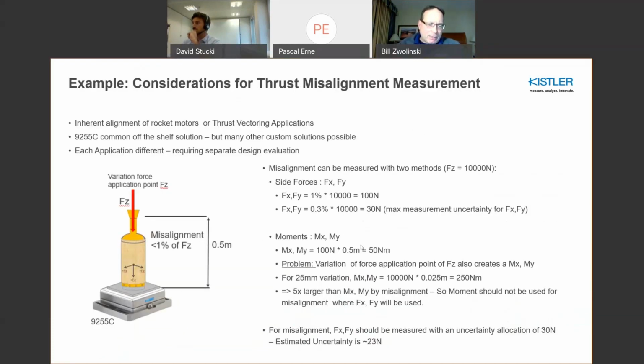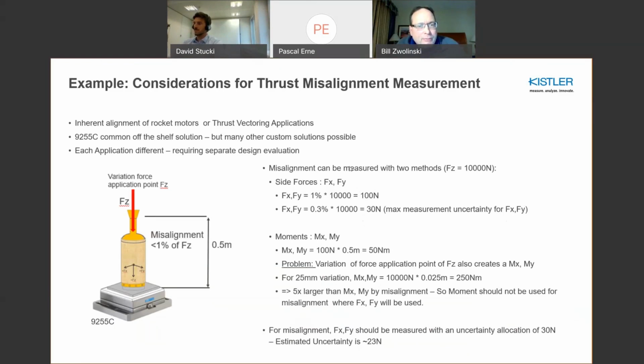And one last comment I just wanted to make on thrust misalignment. I get questioned on this. I'll say not a lot, but certainly the question comes up: how can we measure misalignment? Misalignment is a challenging application. A lot of times, you can use two methods. You can use a method of measuring the side forces, or you can use a method of measuring the moments.